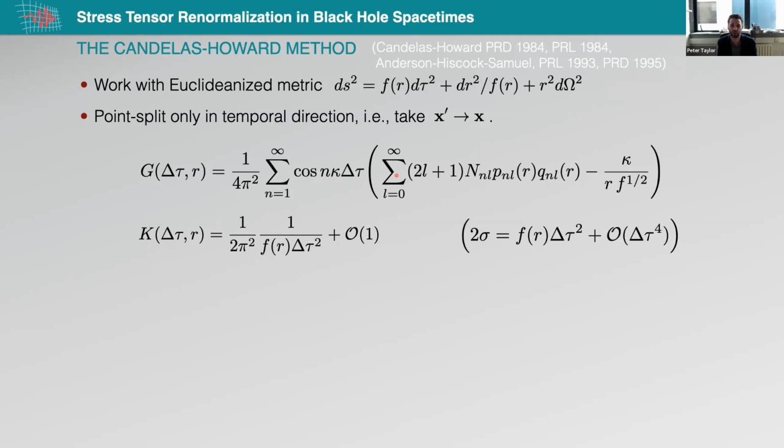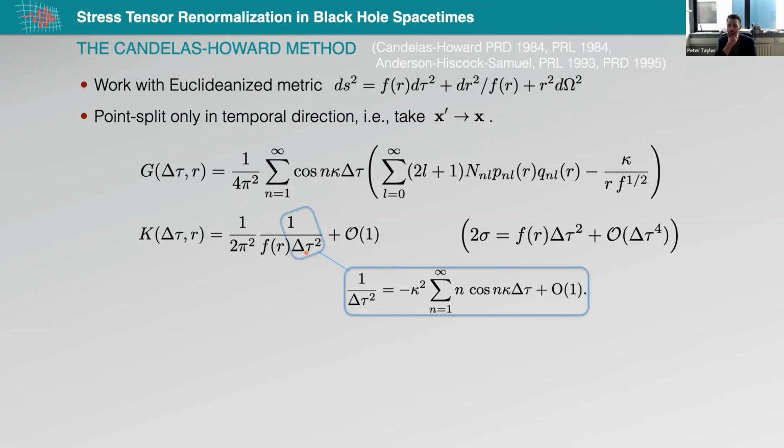Okay, so that all seems quite straightforward, but the problem again is, how do I actually subtract this 1 over delta tau squared from this mode sum expression in such a way that the coincidence limit can actually meaningfully be taken? And the Candelas and Howard idea is to take a Fourier transform of this 1 over delta tau squared. In other words, express it in some set of modes that are similar to these modes, and then try to subtract mode by mode.